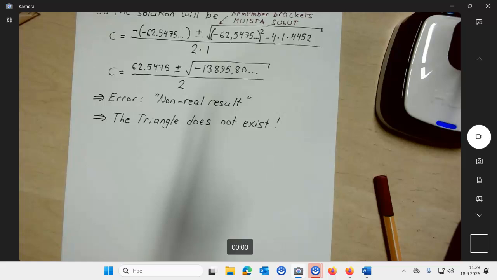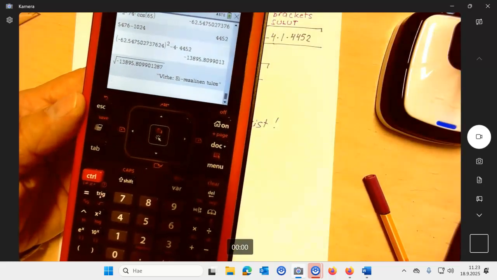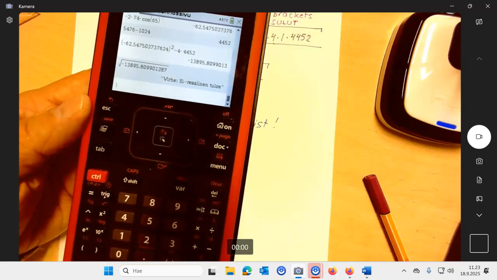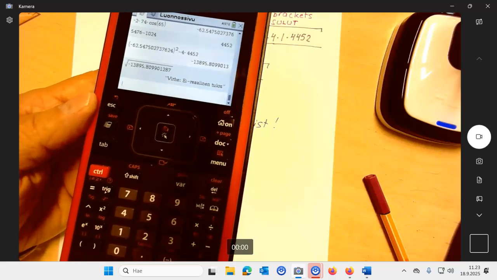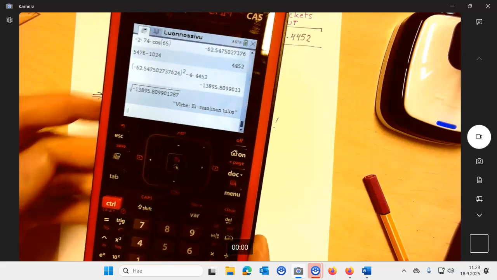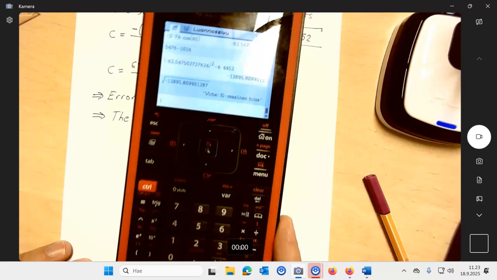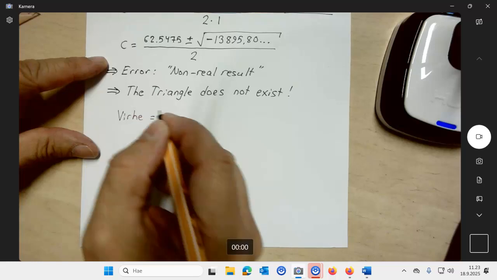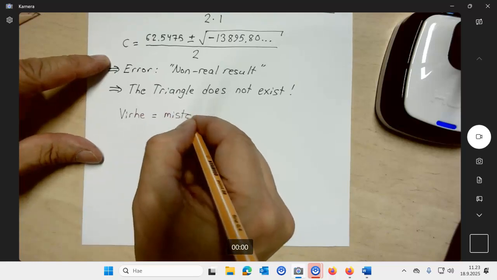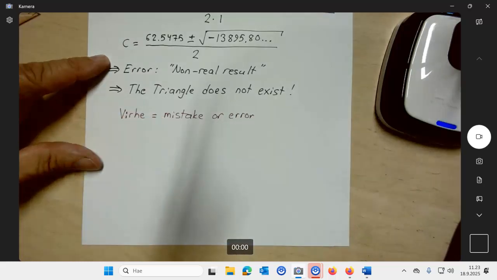Ei-reaalinen, for example here. Ei means no, and reaalinen means real. Virhe is mistake. This is mistake or error. Virhe.